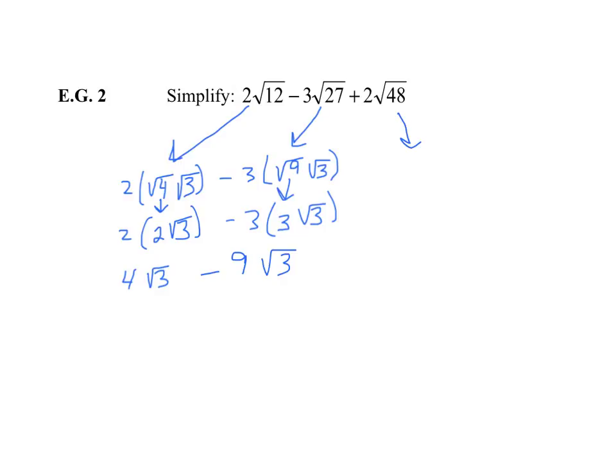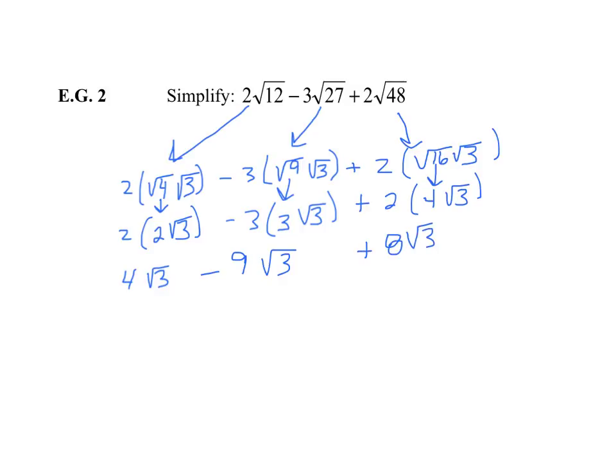Square root of 48 has a square of 16 times 3. And it had the coefficient of 2 there in the front. Square root of 16 is 4. And then multiply your outsides here. You've got 8 radical 3.